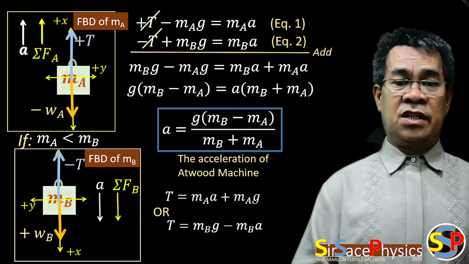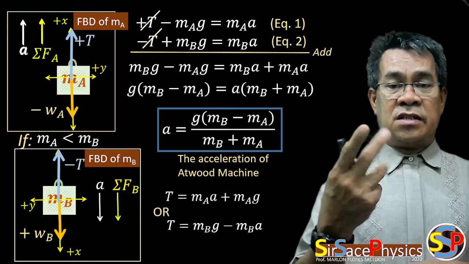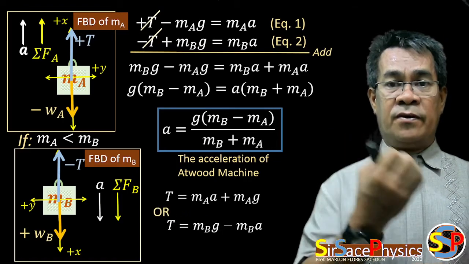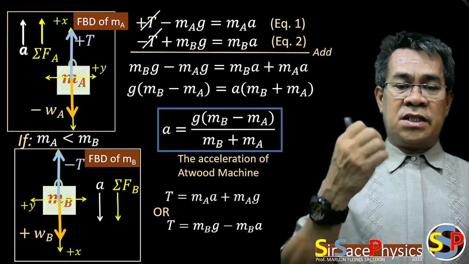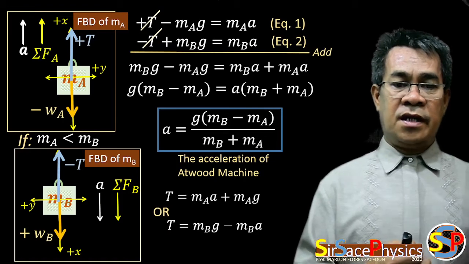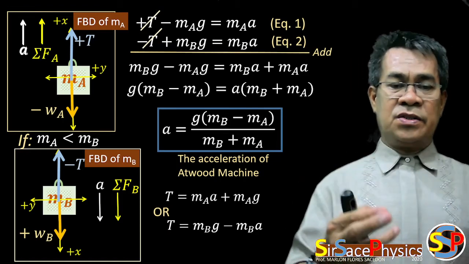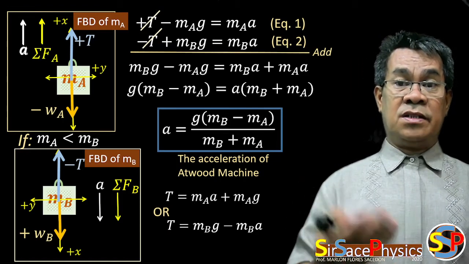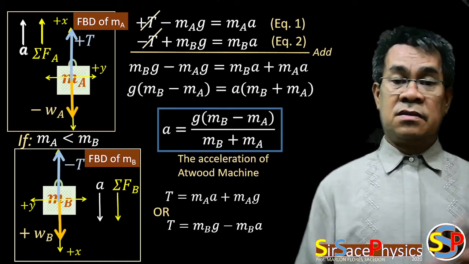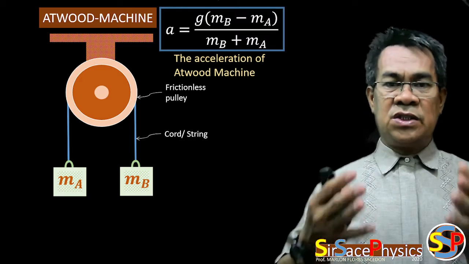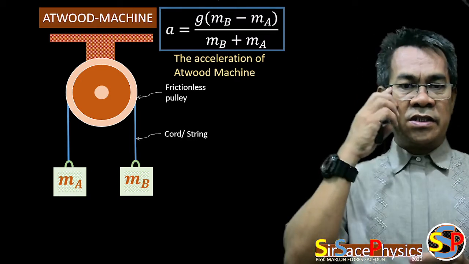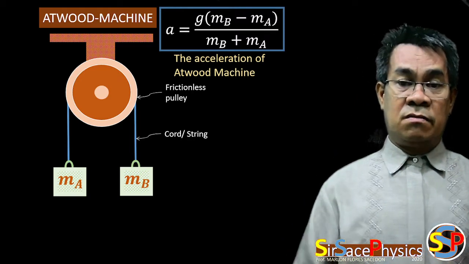Or you can use equation 2 by transposing and solving for T. We come up with mass B times the acceleration due to gravity, minus mass B times the acceleration of the system. So that's it. Again, we can always use this formula in solving the acceleration for the Atwood machine.